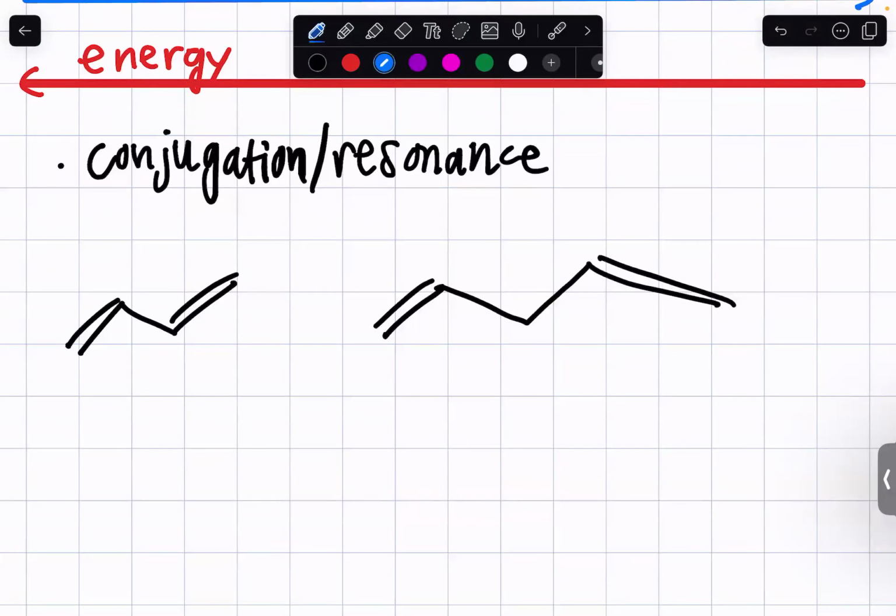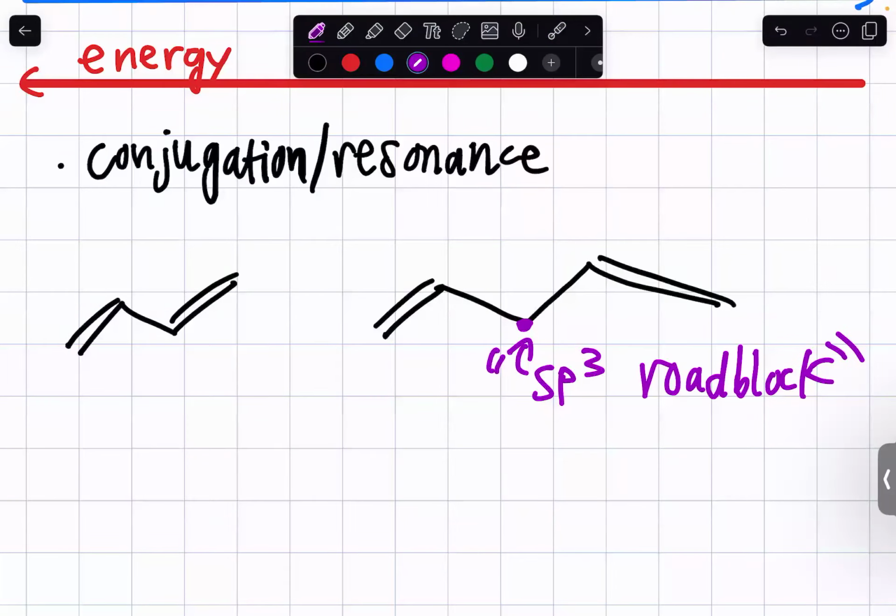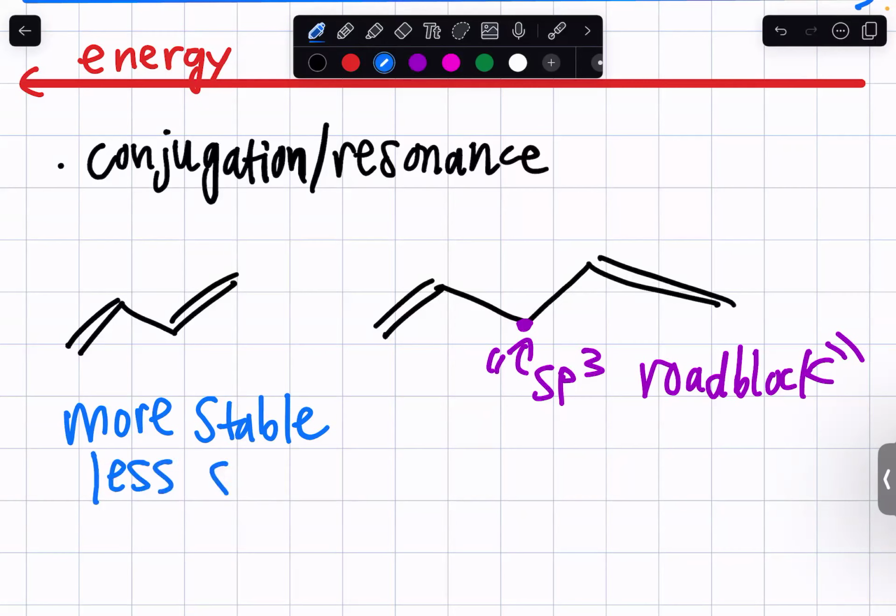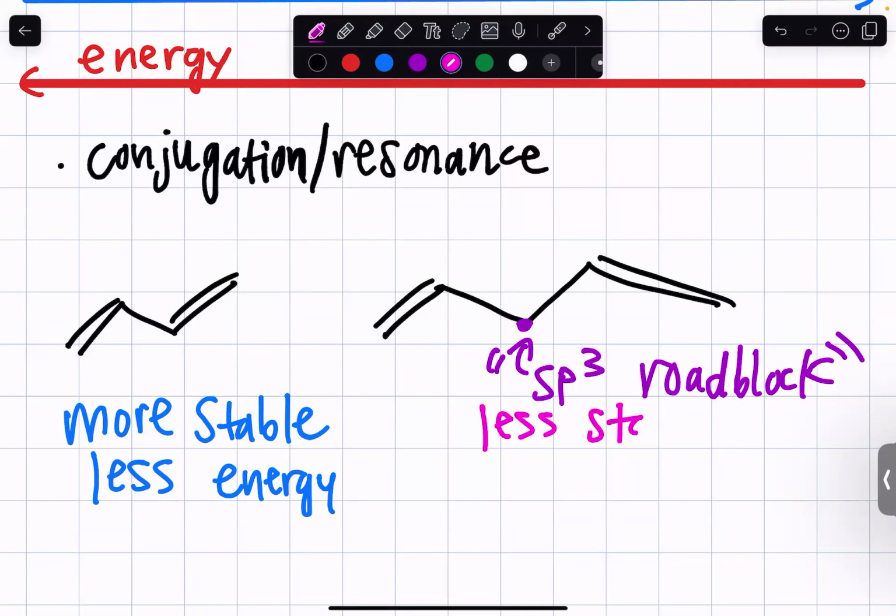The first one, because they are adjacent to each other, whereas the second one here, there's an sp3 roadblock blocking resonance. So that means that this first one here is more stable. And does that mean it has more or less energy? Less energy. Yeah, that's right. Less energy means more stable. More stable means less energy, vice versa. Less stable, and this is more energy.